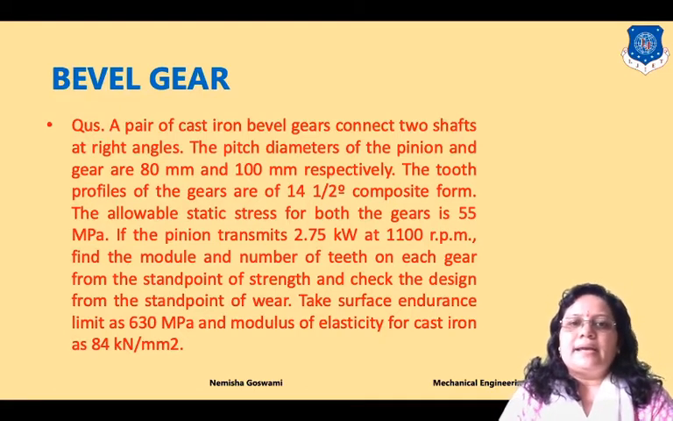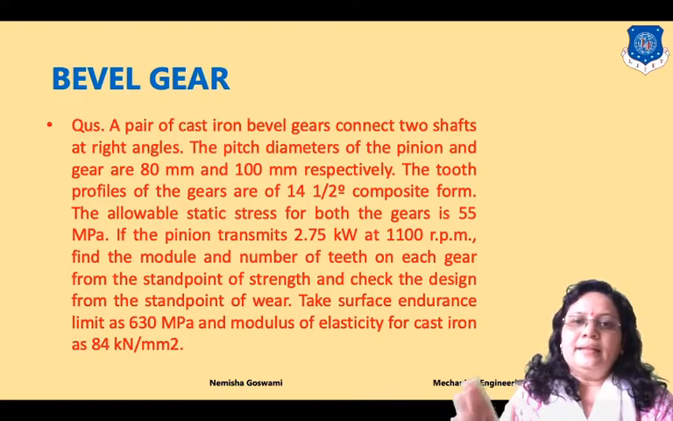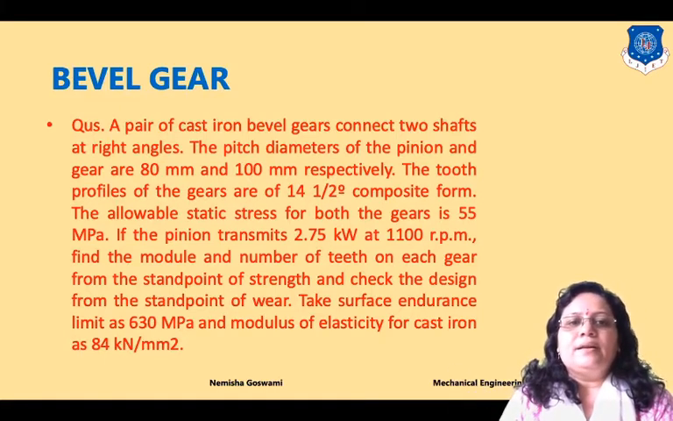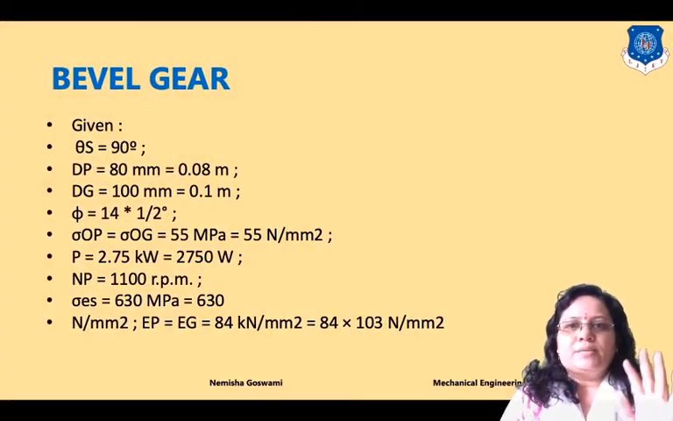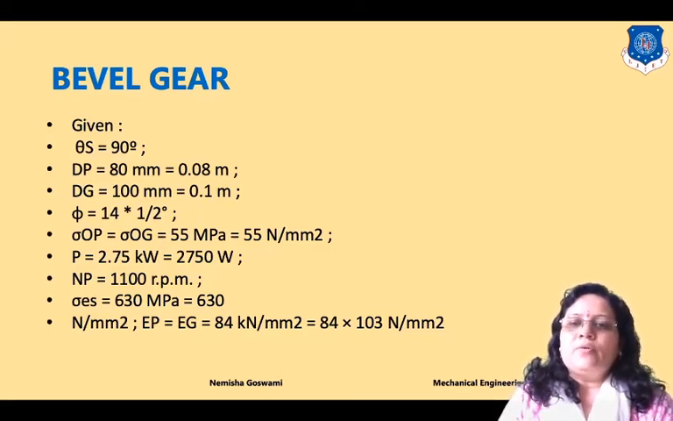First of all, we will write the given data, and then we will write what we have to find, and then we will follow the procedure for how we have to solve this problem. So given data: theta S is equal to 90 degree, dp is equal to 80 mm, dg is 100 mm, phi is pressure angle 14.5 degree, sigma OP is equal to sigma OG, means allowable static stress for pinion and for gear is equal to 55 megapascal.